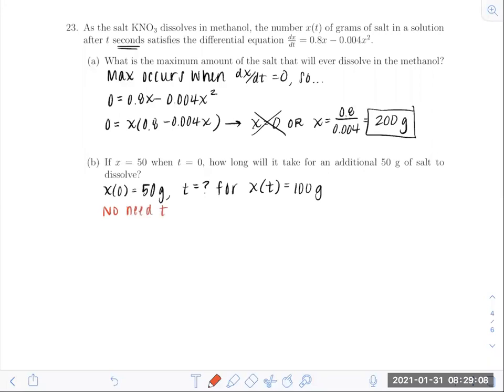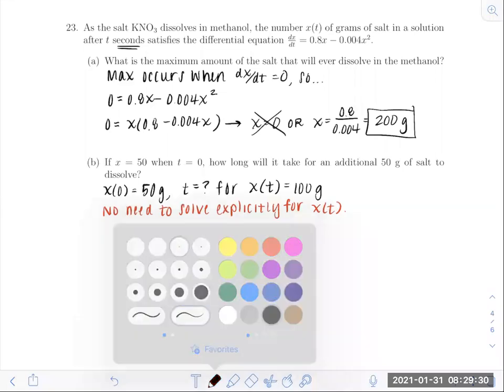No need to solve explicitly for the solution x of t. I feel like quite often we're so programmed to work through the problem in full and get the general solution, but if they don't ask you for it, there's no need to go through that extra work. So just keep that in mind as we're working out this problem.